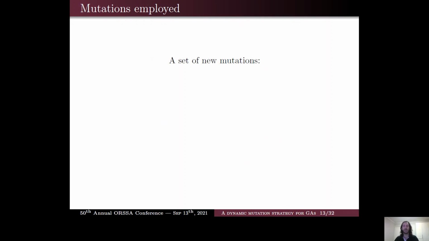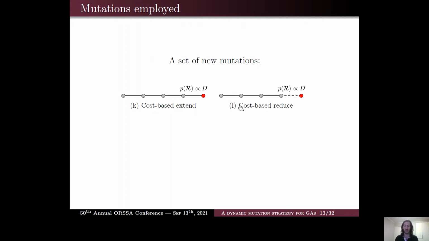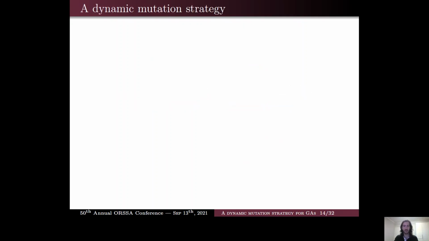Furthermore, a set of new mutations were introduced into the study as from the creation of this project. The first is cost-based extend. This stochastically adds a vertex to a route with a probability proportional to the demand that it would satisfy given the route set R. And cost-based reduce stochastically removes a vertex from a route with a probability proportional to the demand that it would not satisfy anymore when removed.